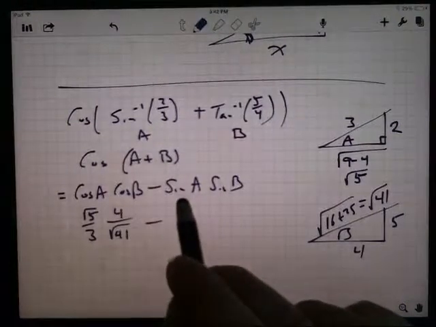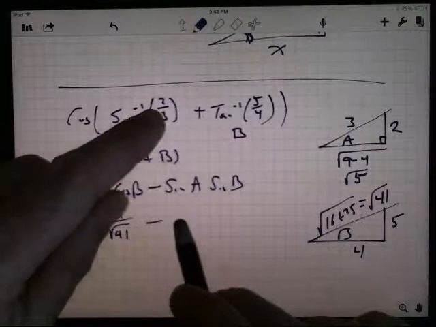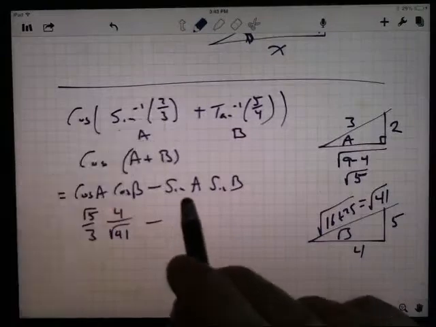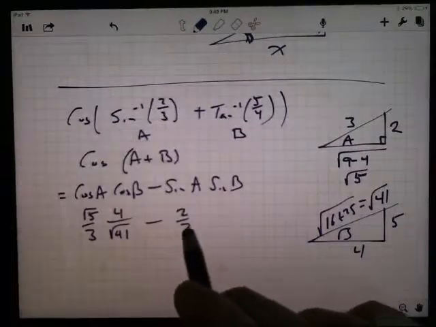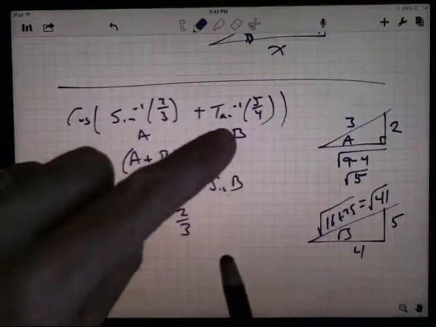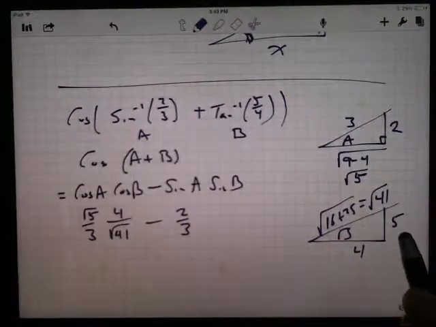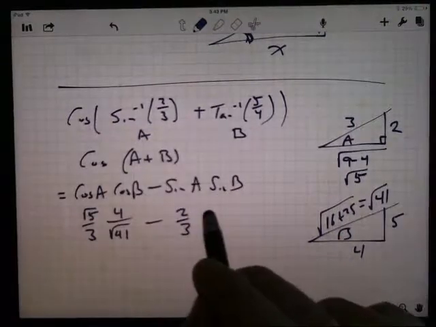What's the sine of angle A? Well, A was the angle whose sine is 2/3. What's the sine of A? Well, it's 2/3. What's the sine of angle B? B was the angle whose tangent is 5/4. So the sine is 5 over the square root of 41.